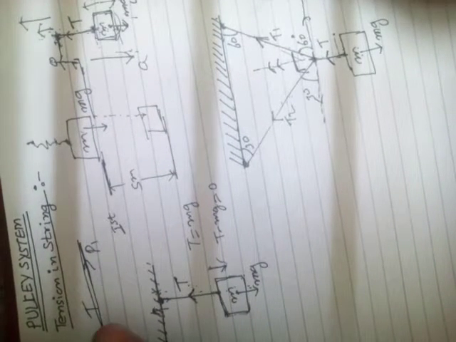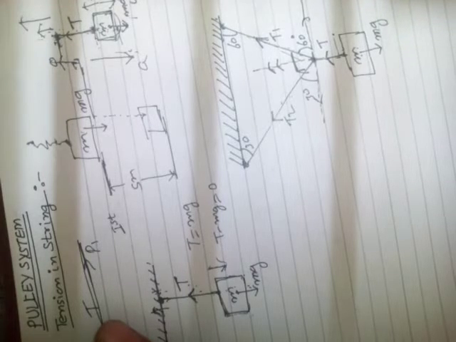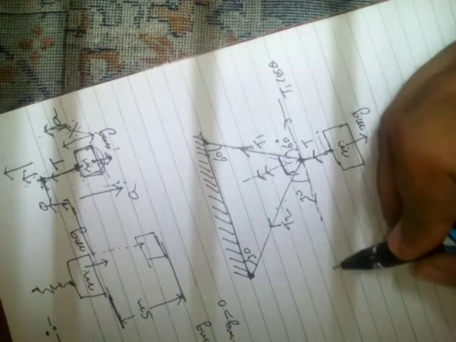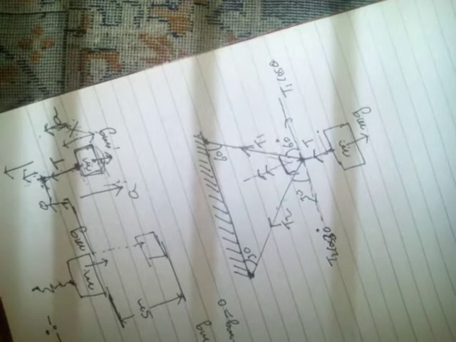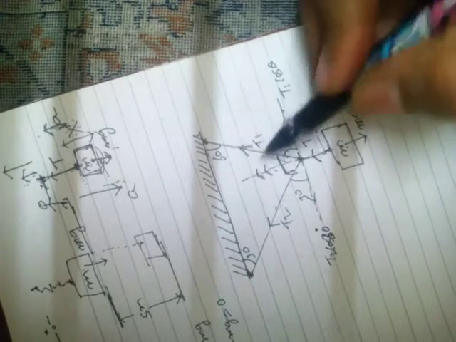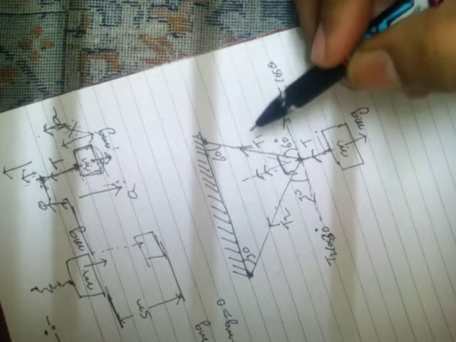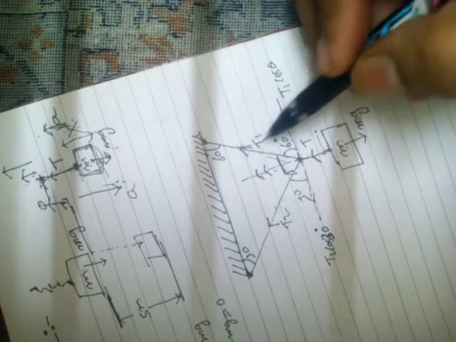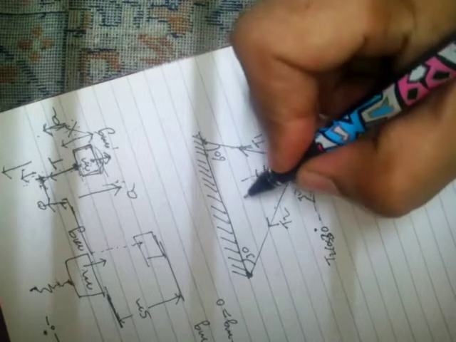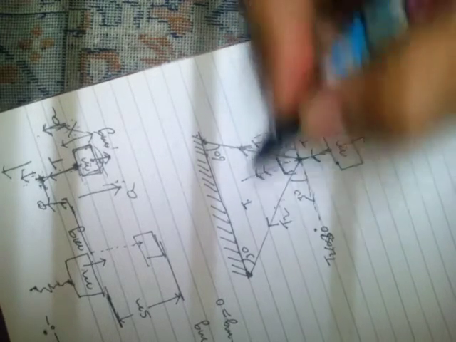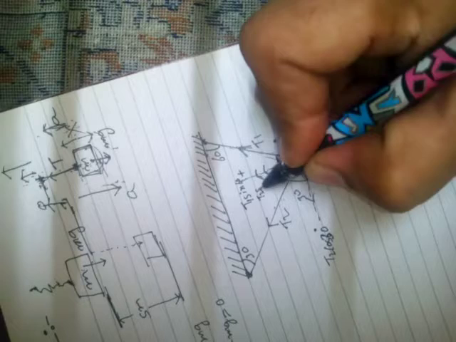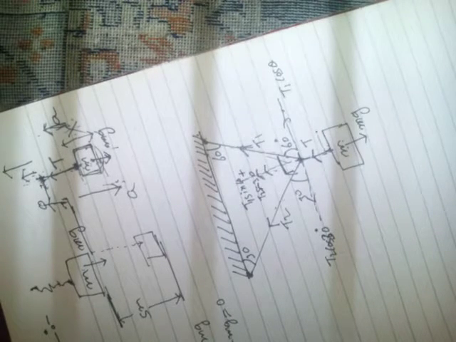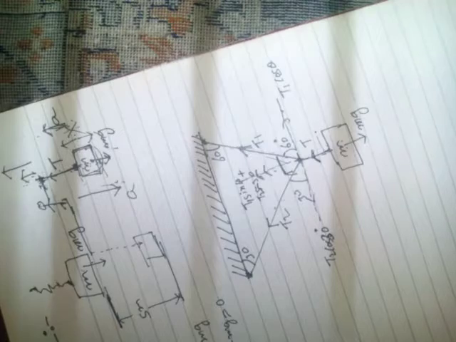This is T1, this would be T1 cos 60. This is T2 cos 60. Sorry, cos 30. T2 cos 30. This would be the addition of both the forces. It means it is T1 sin 60 plus T2 sin 30. And this is T, which is the upward one.